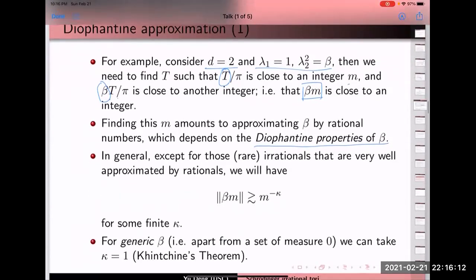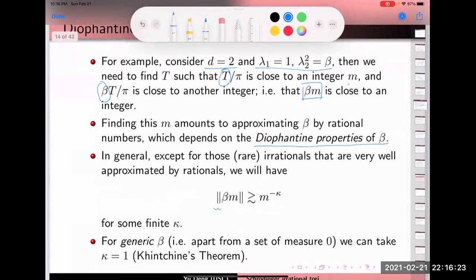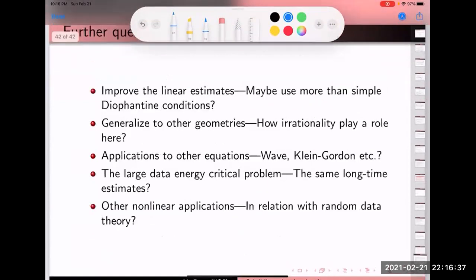Okay, so in general, for general beta, this is a question of how to bound this distance of beta m to the nearest integer, how to bound it below by a negative power of m. This is linked to the Diophantine property of beta. And for generic beta, we can choose this power, minus kappa, to be minus 1. Okay, so for generic beta.